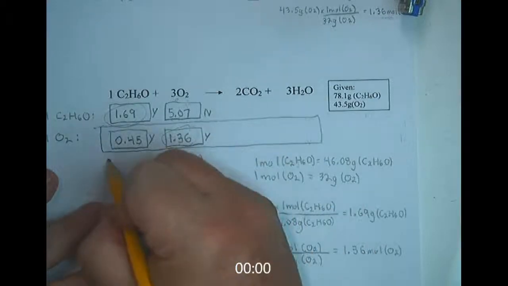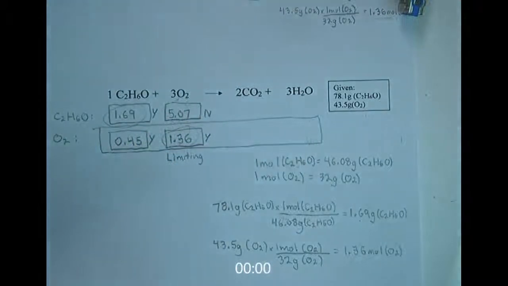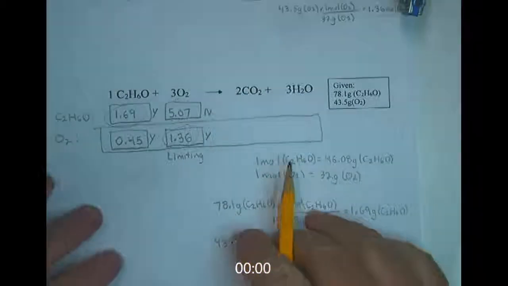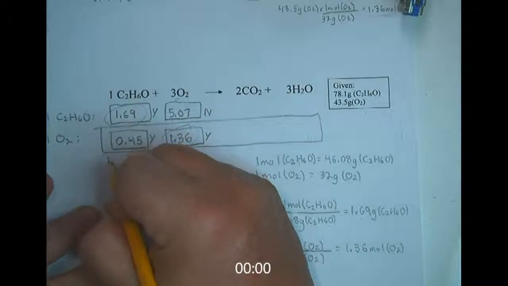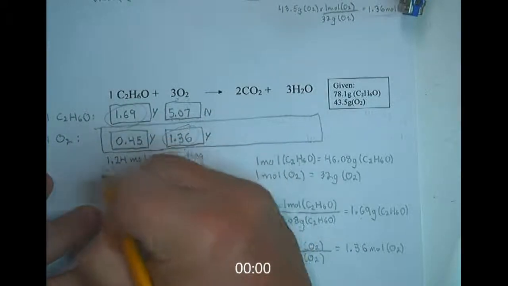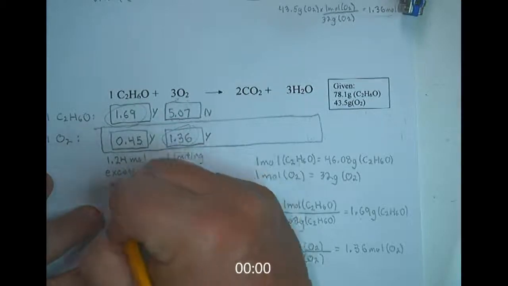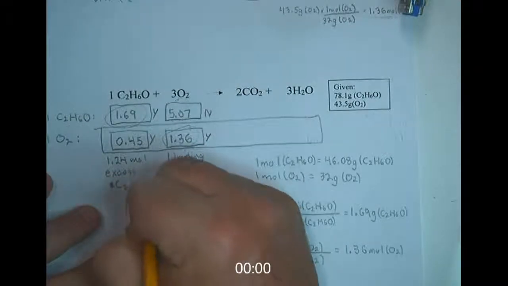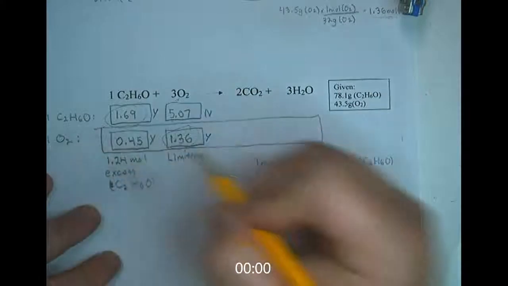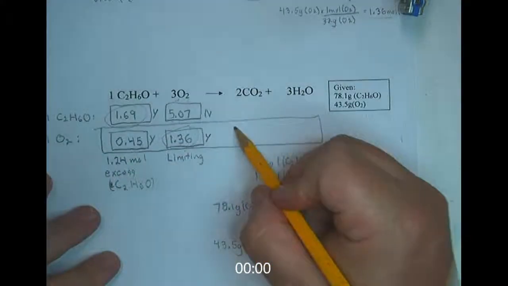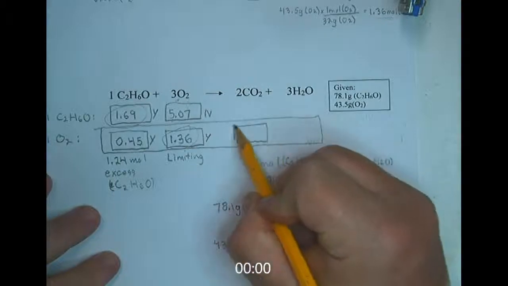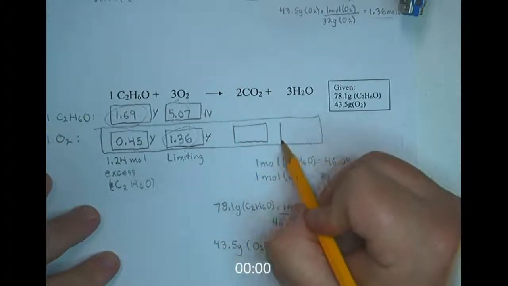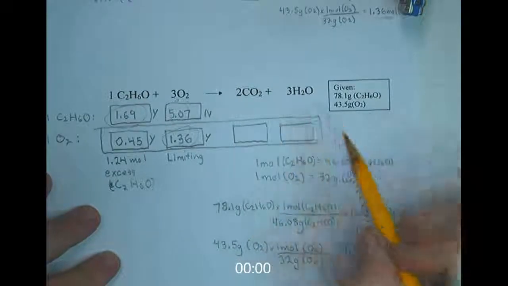And that means we have 1.69 minus 0.45. And that's going to give us 1.24 moles of excess ethanol that will not be burned. Let's go ahead and write this. Okay, there you go. Now let's figure out how much of the products we'll get out of this, and we'll be all done for the evening. Or afternoon if it's Sunday for you.